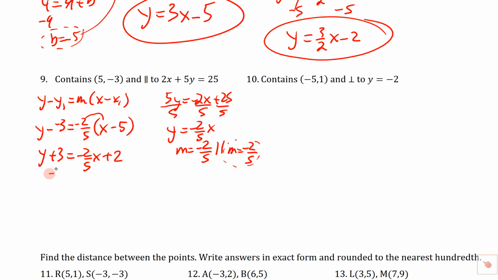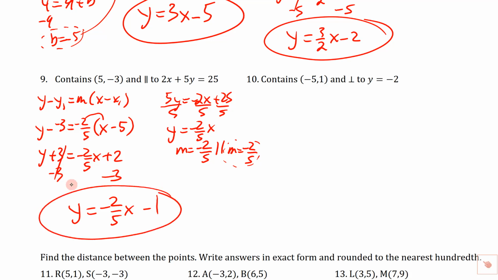And then the only thing left to do is to move that 3 over, so we go ahead and do that. And we get y equals negative 2/5 x minus 1. Whoops, 2 minus 3 is negative 1. And we'll circle that and we're done.